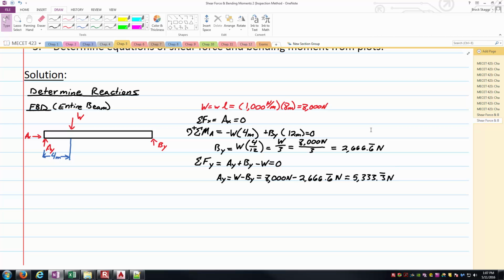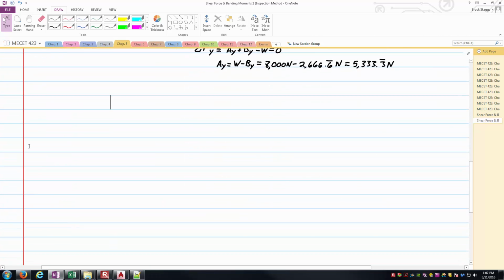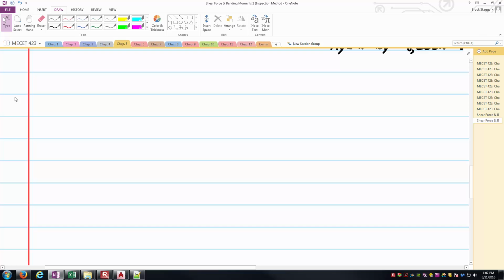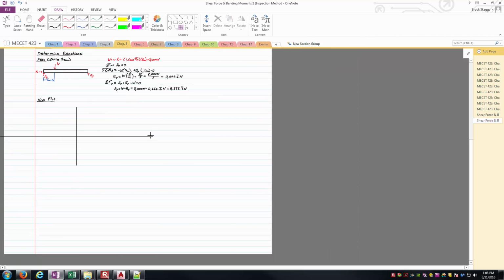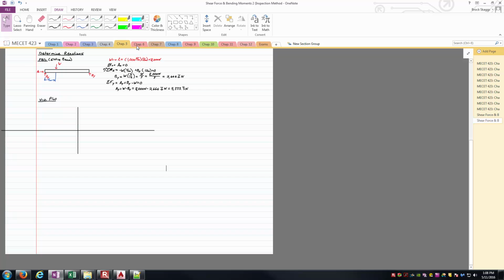With that done, now we're ready to move on to the shear diagram. That'll be our next order of business. Let me get the pen going, and we'll need a spot here so we can talk about V as a function of x, which is the shear plot. First I'll go ahead and draw some coordinate axes here.